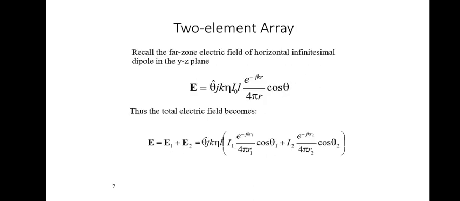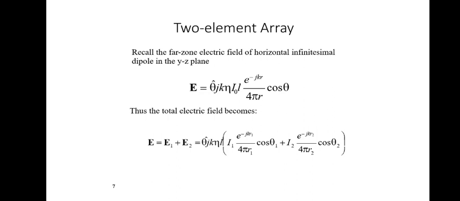For the two element array, case one, the two isotropic point sources have the same amplitude and the same phase. Here we find the total field pattern, the amplitude pattern, and the maximum and minimum directions of the two point sources. So the two point sources will be placed here. Consider two isotropic point sources.